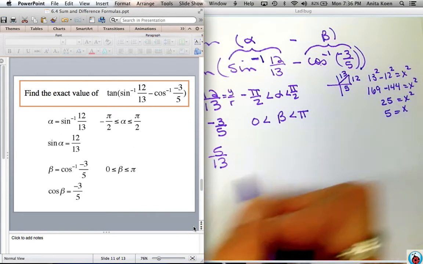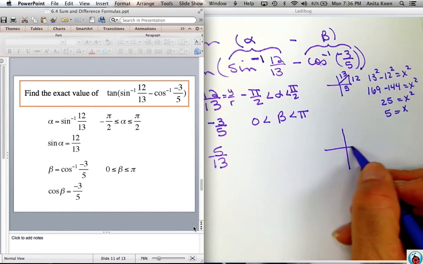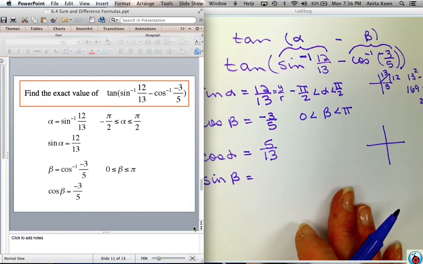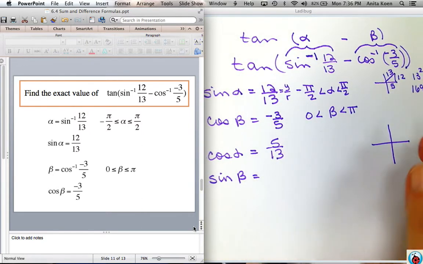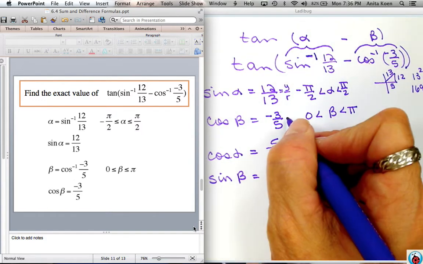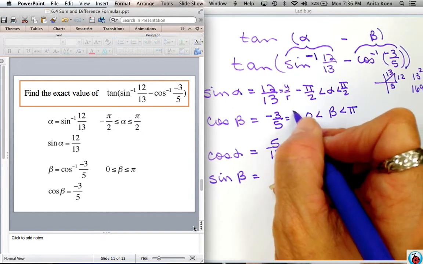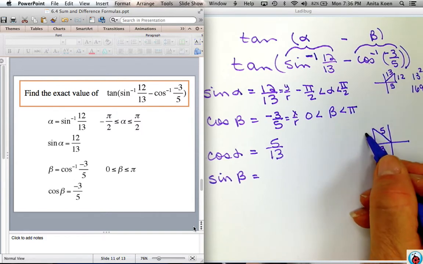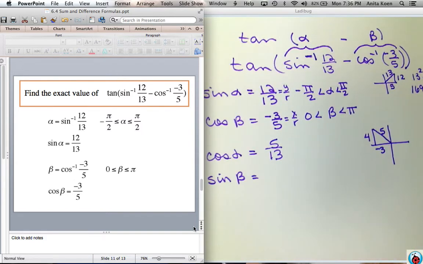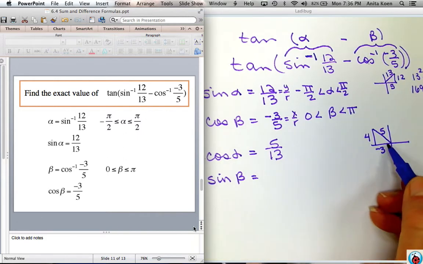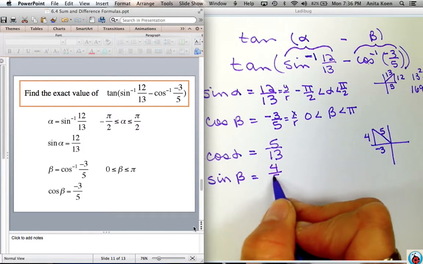And now we're going to find the sine of beta. So beta is between 0 and pi. And since the cosine of beta is negative, then I know it can't be in quadrant 1. It has to be over here in quadrant 2. So the cosine of beta is negative 3 over 5. That's x over r. So this is negative 3. This is negative 5. And hopefully you know this is a 3, 4, 5 triangle. So we're looking for the sine of beta, so that's going to be 4 over 5.